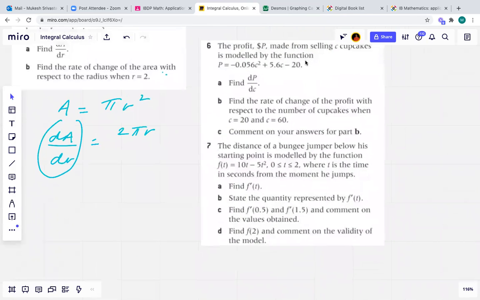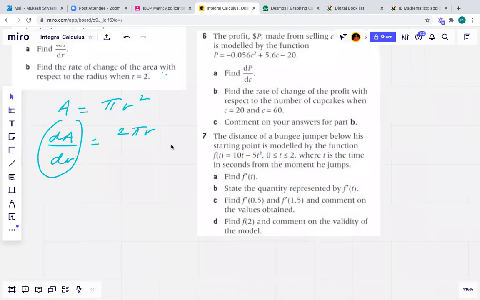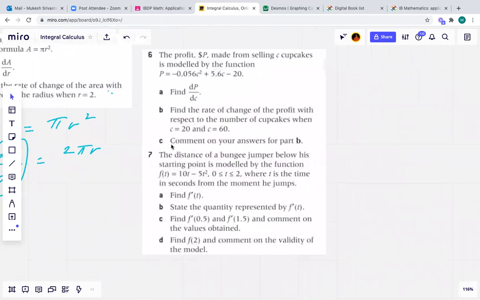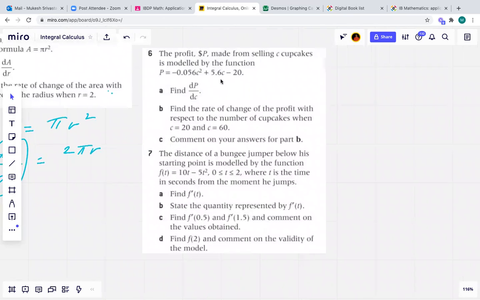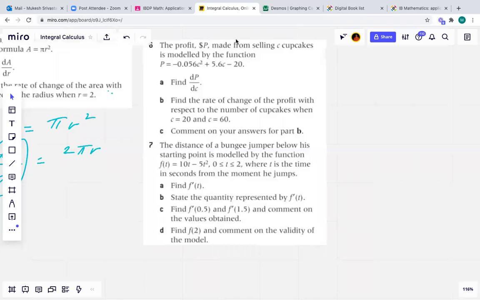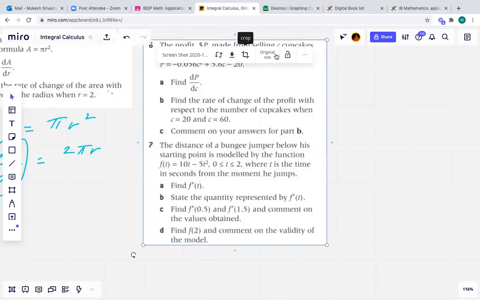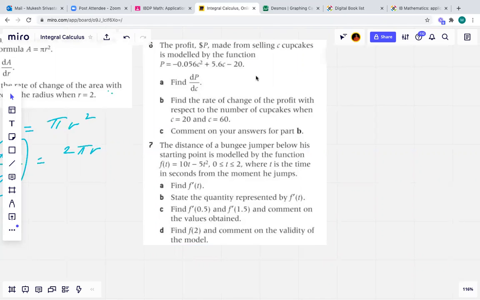Can you see this? Yep, sir. The profit made by selling cupcakes is... that's what I call a delicious question. Okay. Profit is given by, now, you're given profit as a function of C. C is the number of cupcakes sold. So this is called a profit function. P is the profit function.